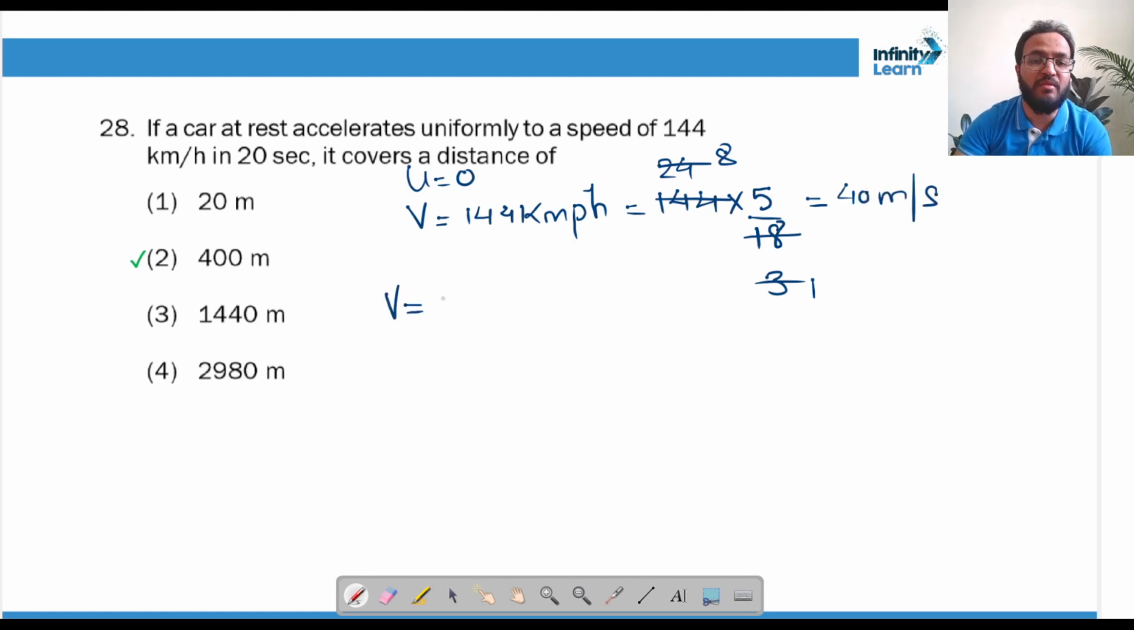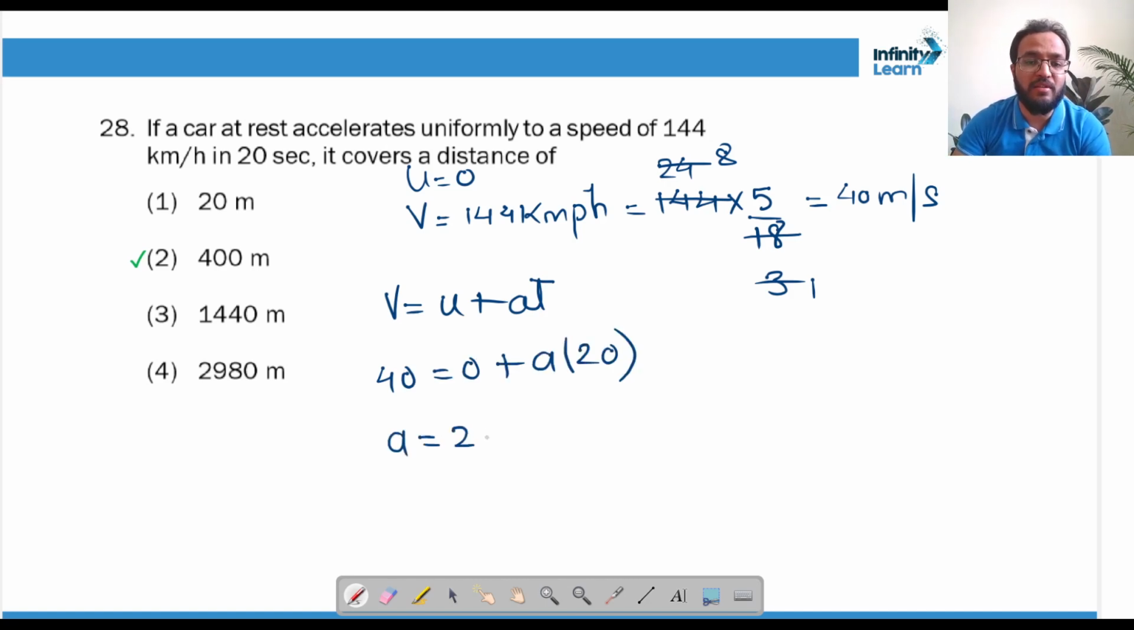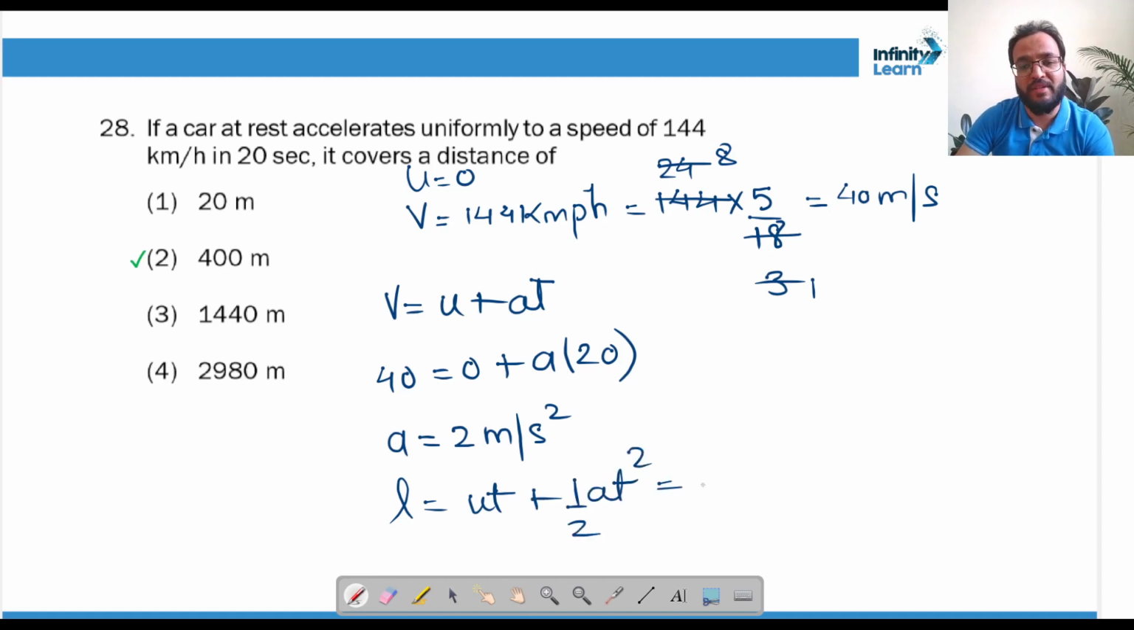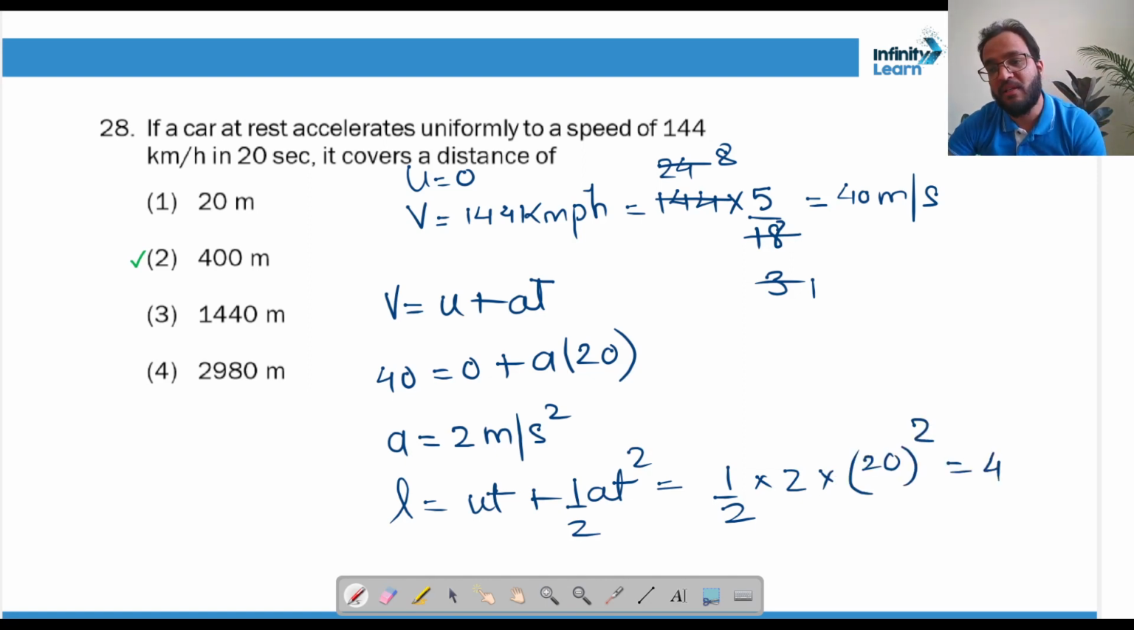Now you will say, sir, V equals U plus AT. It covers a distance of d. So 40 is equal to 0 plus a into 20. So from here a is 2 meter per second square. So what is distance? L is equal to ut plus half a t square. U is 0, half into 2 into 20 whole square. That is 400 meters.